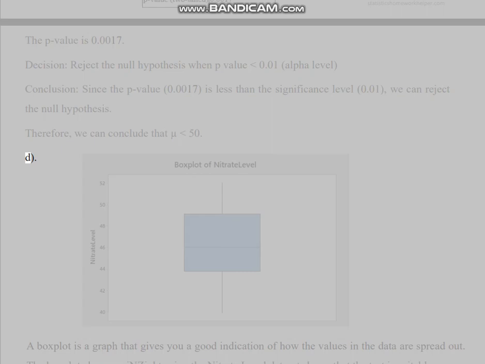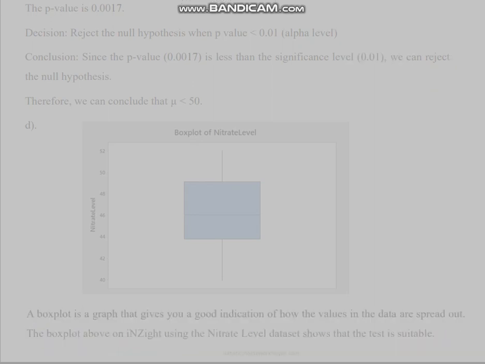D. A box plot is a graph that gives you a good indication of how the values in the data are spread out. The box plot above on Einsight using the nitrate level dataset shows that the test is suitable.